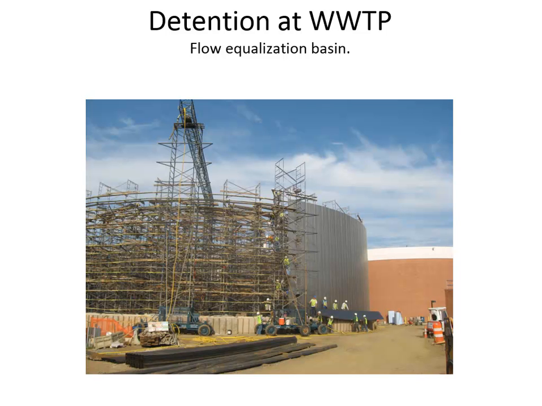And this is a flow equalization basin at a wastewater treatment plant where all of the incoming sewage is just stored so that when there's a big glut of water coming all at once to the treatment plant, they can store it and then over time gradually treat it, rather than having to just dump it straight into the river because they can't load it into their holding basins all at once.